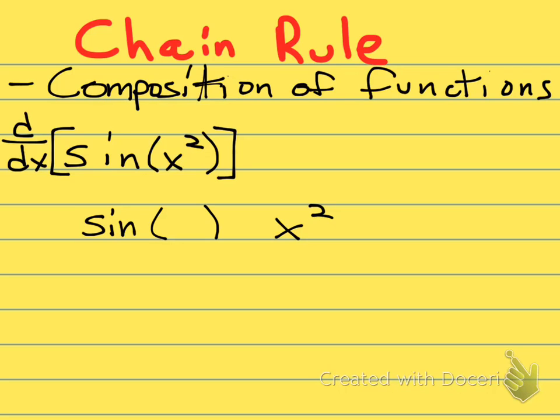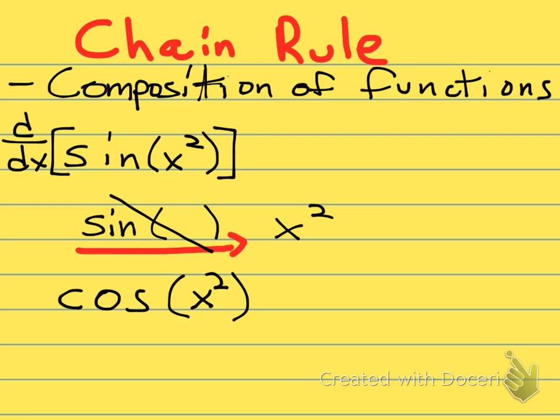Okay. So if I want to take the derivative of this, the first thing I do is I would start with the outside function, sine of x. According to this, sine of x is the outside function. So I'm going to take the derivative of sine. So the derivative of sine is cosine of something. And the something that goes in there is everything to the right of sine. So x squared.